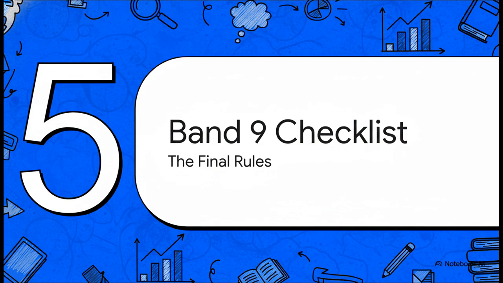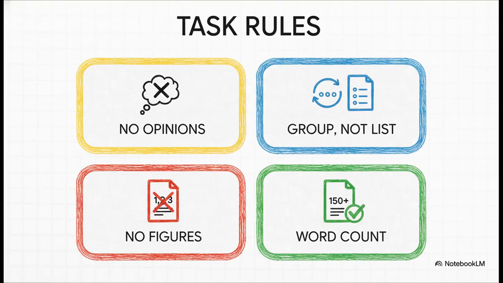All right, to wrap things up, let's run through a really quick Band 9 checklist. Think of these as the golden rules that will protect you from the most common mistakes that people make. Okay, rule number 1. Never ever give your opinion or try to explain why something happened. Just report the facts. Rule 2. Don't be a robot just listing numbers. Find the groups, find the story. Rule 3. Keep your introduction and summary clean. No specific numbers, period. And rule 4. This one's simple but crucial. Always write over 150 words.